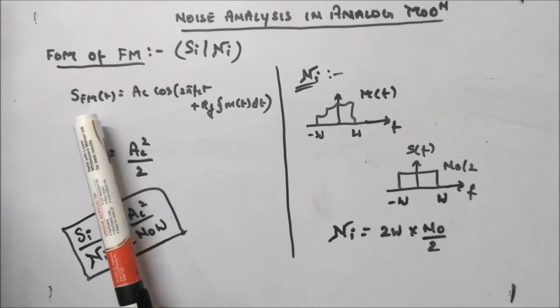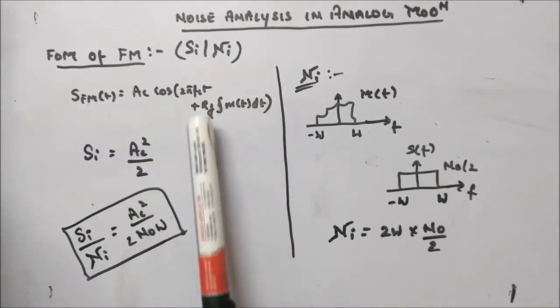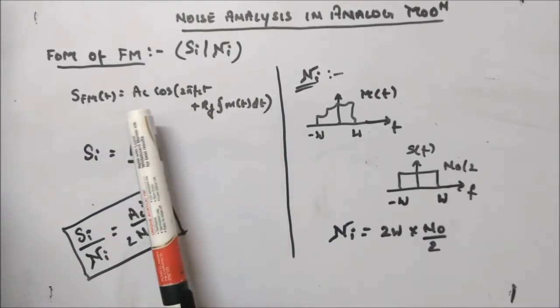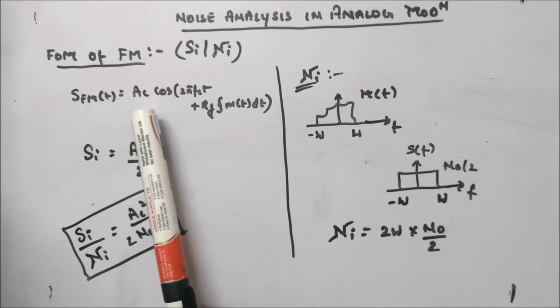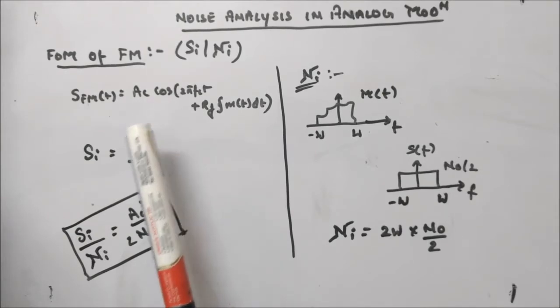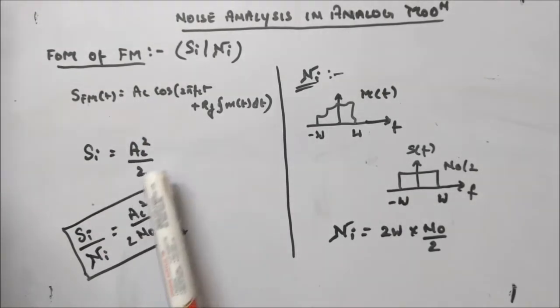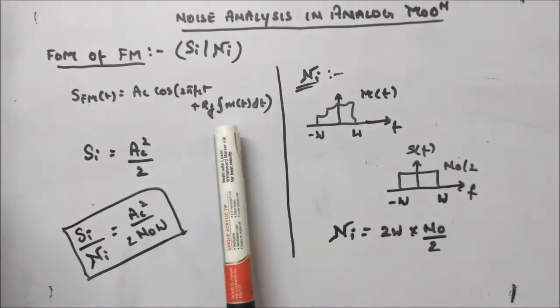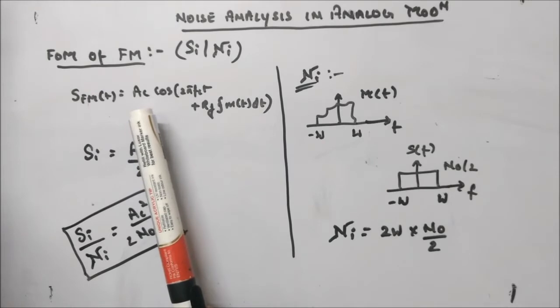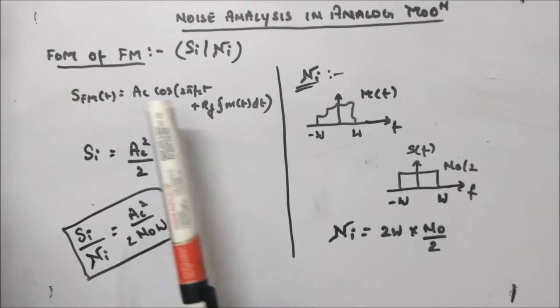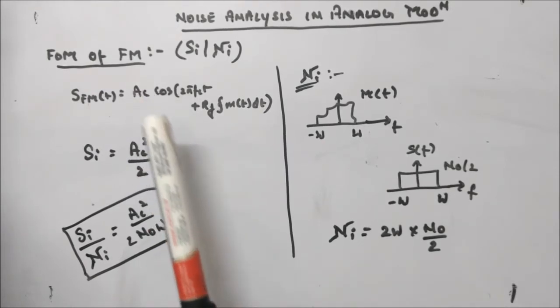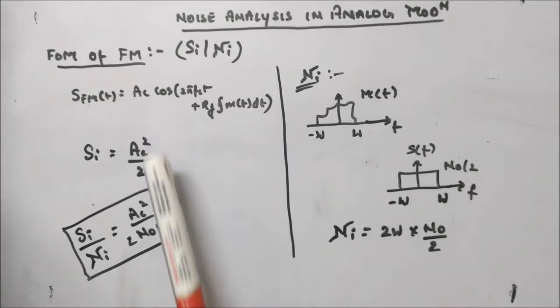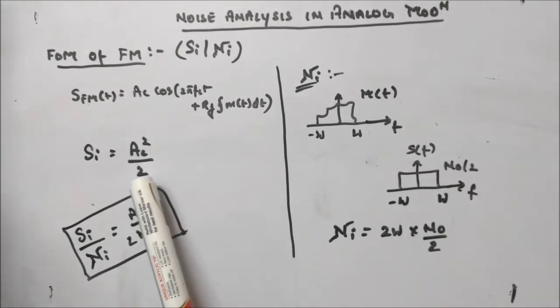Now in FM signal, whatever we do is through the phase. The amplitude is always Ac. So in this case you can say SI is Ac square divided by 2. Since it is a cosine signal, we don't have to bother about what is inside. For calculating the power of FM signal, only the amplitude is required, that is Ac. So amplitude square divided by 2, that is Ac square divided by 2.